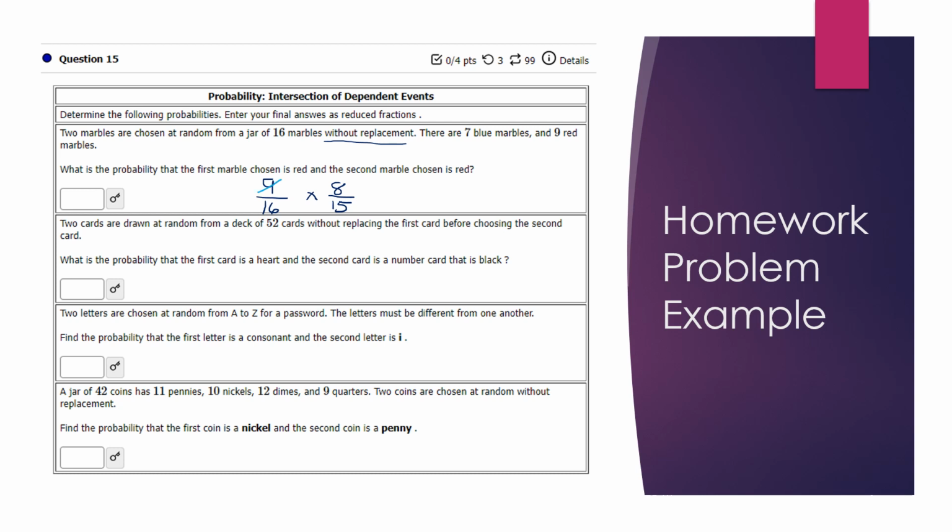3 goes into 9 3 times, and it goes into 15 5 times. 8 goes into 8 once and twice into 16, and that's going to give me 3 out of 10, and that's in simplest form.